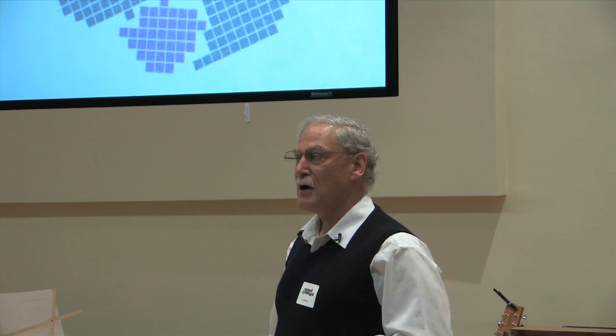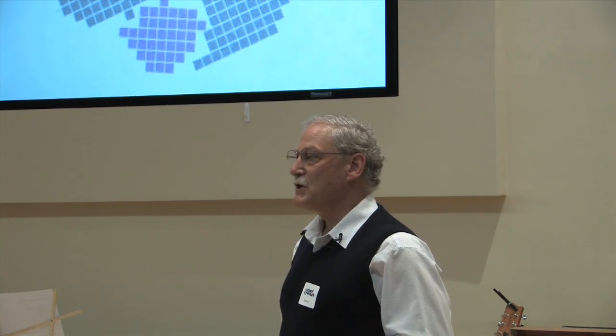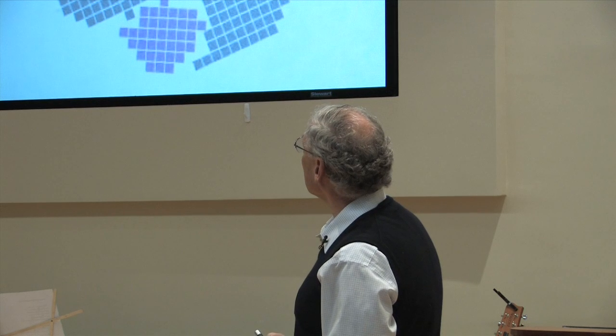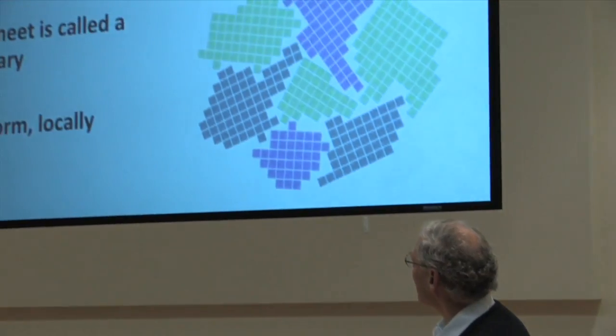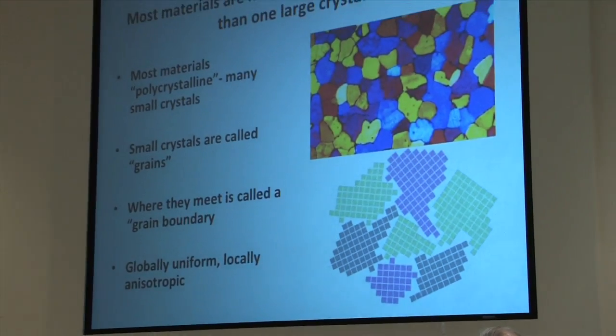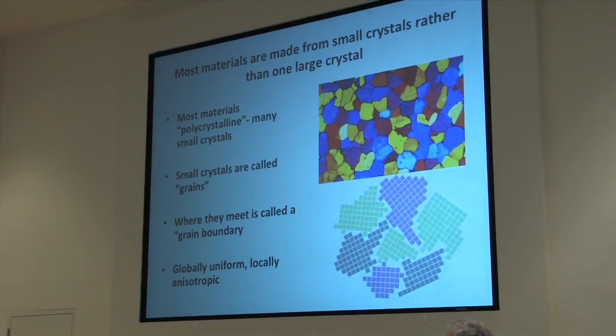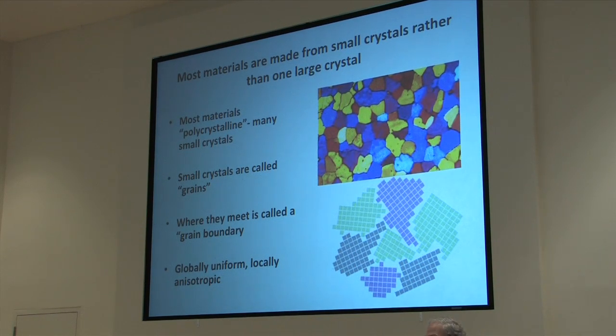Now, although some things are single crystal, most of the things you see are what we call polycrystals. So most materials are made from small crystals rather than one large one. We call them polycrystals, meaning many small crystals. This is an electron backscattering image of the surface of a sample, and it's color coded so that you can see the different grains. Each of these different colored regions is actually a single crystal, and they come together. And where they come together, there are lots of defects, and those are called grain boundaries.